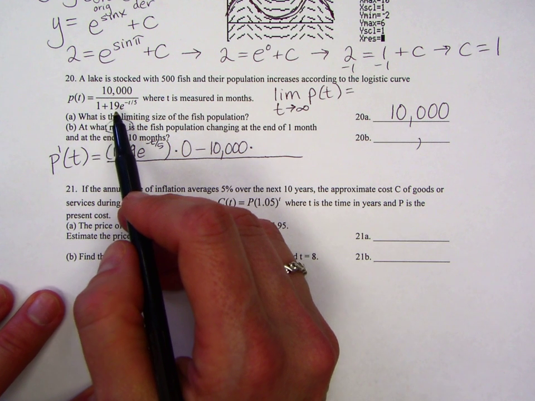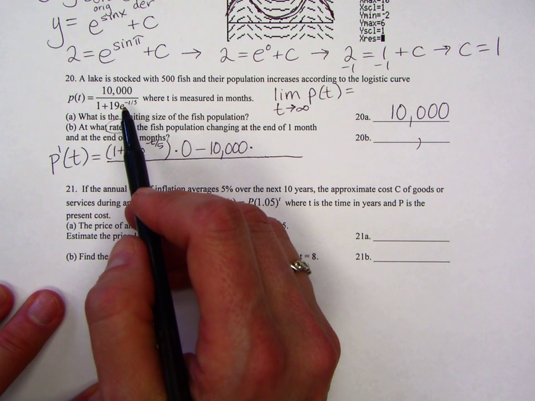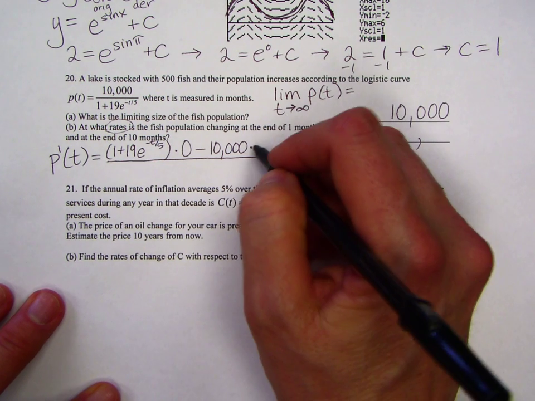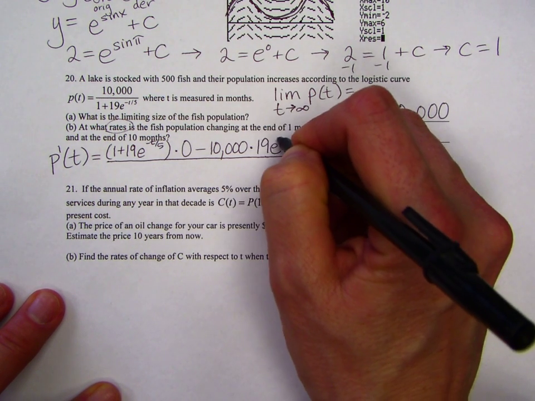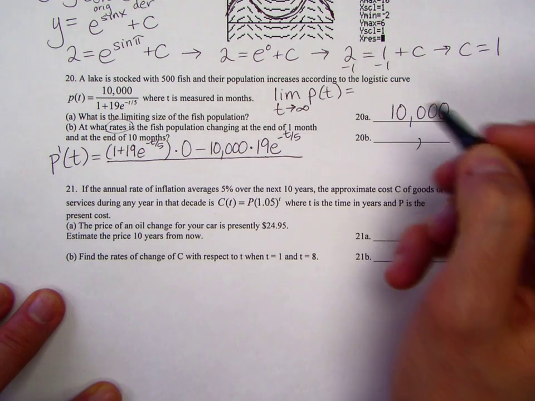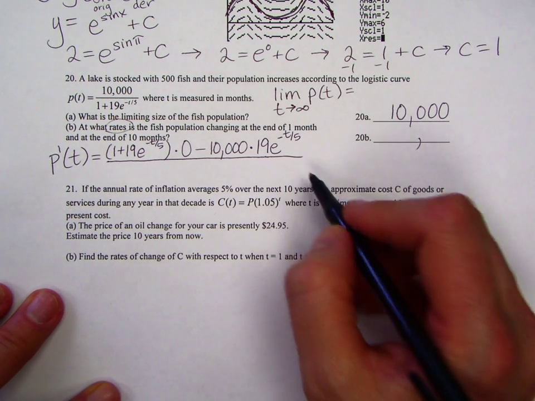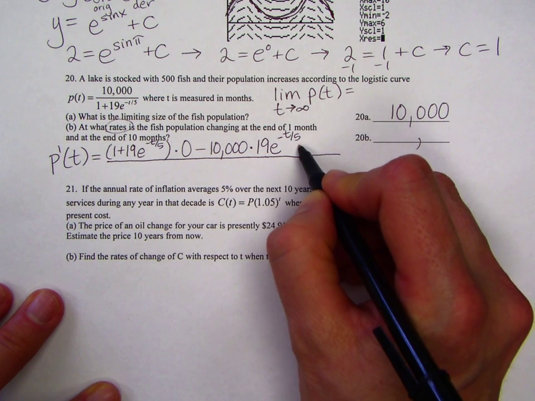The derivative of 19e to the negative t over 5, well, the 19 would stay, constant multiple rule. E to the negative t over 5 would stay, derivative of power of e. But we would have to multiply by the derivative of this exponent.